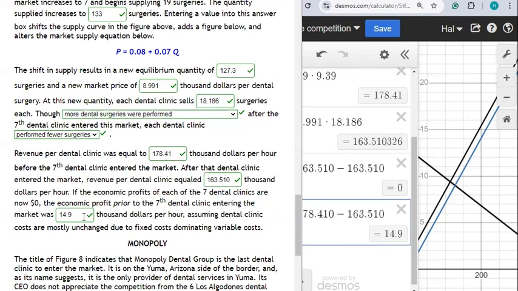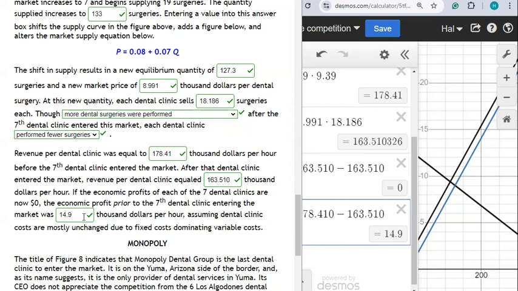Before that 7th dental clinic entered the market, everything was great for these dentists. They were making an economic profit. They could afford to buy that customized Lamborghini. After that 7th dental clinic entered the market, those profits went to 0. The revenues go down per dental clinic. The prices they can charge goes down. The number of surgeries they're performing on average per hour is going down.